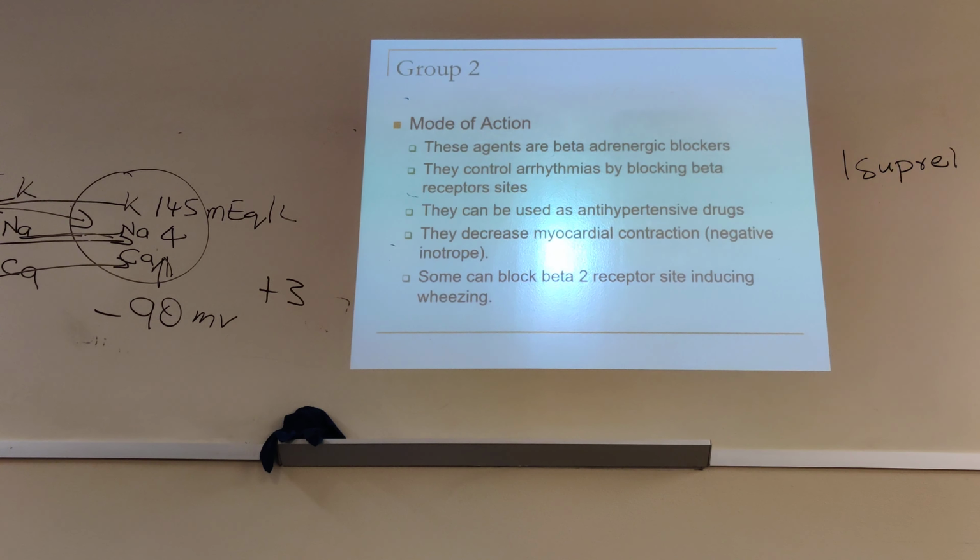And then we go to group 2 antiarrhythmic agents. They control arrhythmia by blocking the beta-1 receptor sites. If your heart is going very fast, we can block the beta-1 receptor sites. Okay?